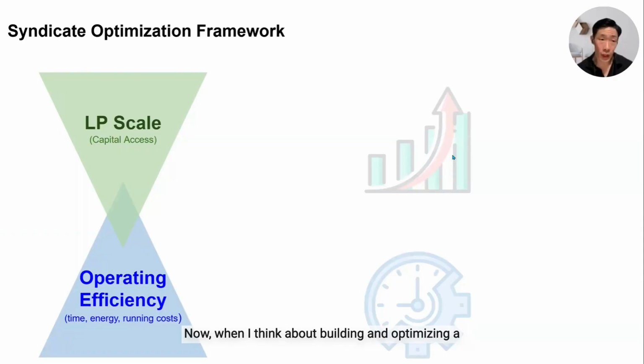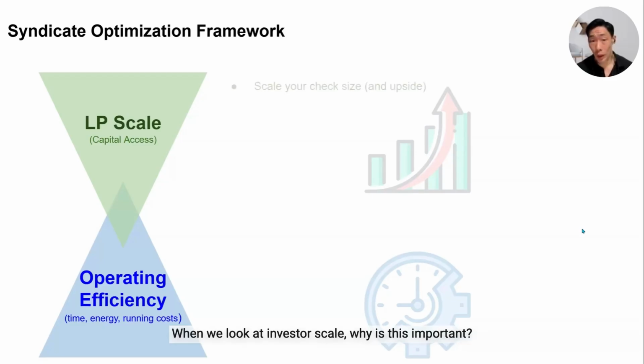Now, when I think about building and optimizing a syndicate, I think about optimization from two perspectives. There's the top down, which is investor scale. Investor scale drives access to capital. And the bottoms up view is actually operating efficiency, which means being efficient with the time, energy, and the out-of-pocket costs of running this.